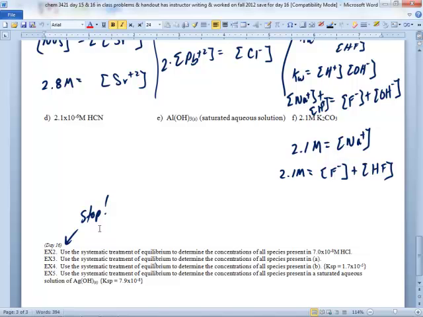1 times 10 to the negative 14 has to equal x squared. So x would be, take the square root, 10 to the negative 7. The concentration of H is 1 times 10 to the negative 7. Concentration of OH is 1 times 10 to the negative 7, in a pure water solution at 25 degrees Celsius. And that's just from autoprotolysis of water.